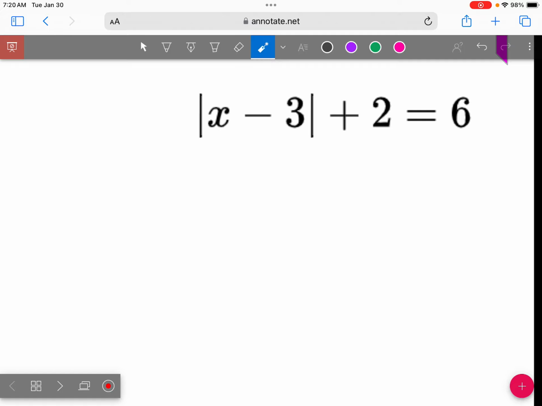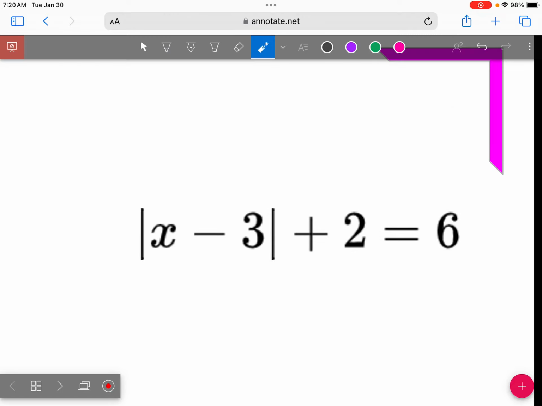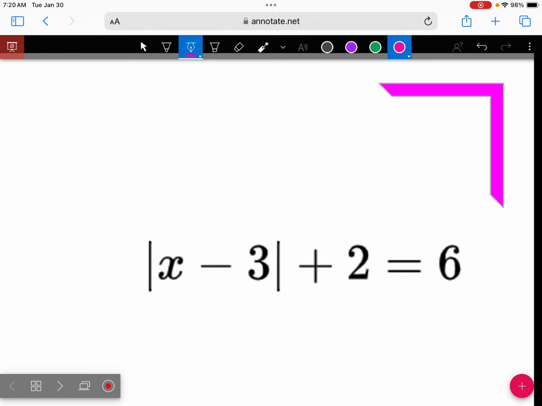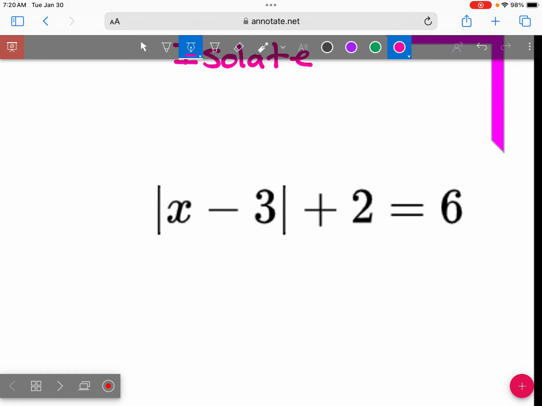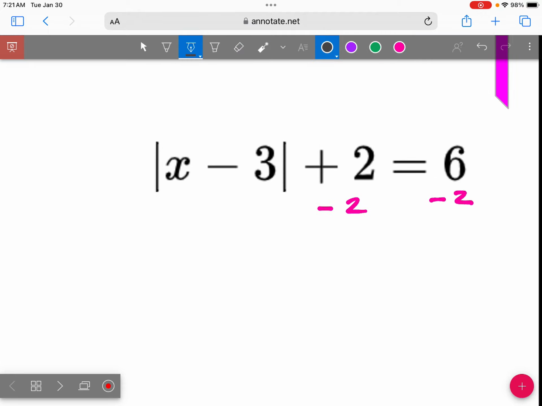On the right-hand side, this was our absolute value stuff, and we're going to treat it very, very similarly. We're going to get our absolute value by itself. We're isolating. Then we're going to split it into its two options, and then we'll solve. So our first step is to isolate the absolute value. If I want to isolate the absolute value, what do we need to do? Subtract 2. I want the bars by themselves, my little tiny jail cell.